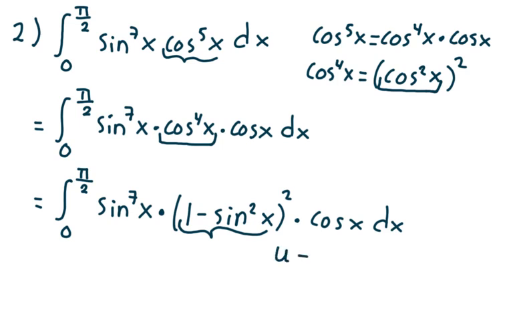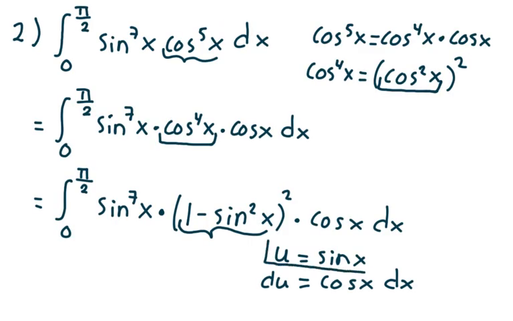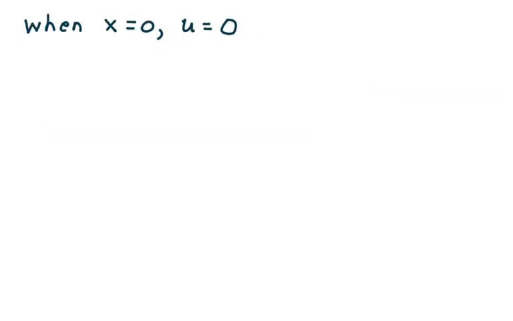So let u equal sine of x. du is cosine of x dx. Now, we have to change our limits from x limits to u limits. So don't forget, when x is 0, I get u equals 0. And then when x is pi over 2, u is 1, because remember, sine of pi over 2 is 1.